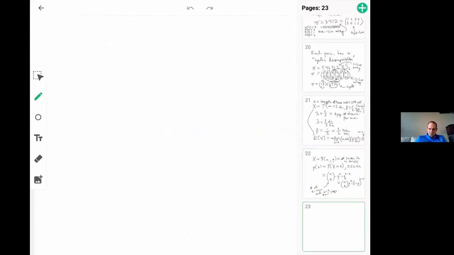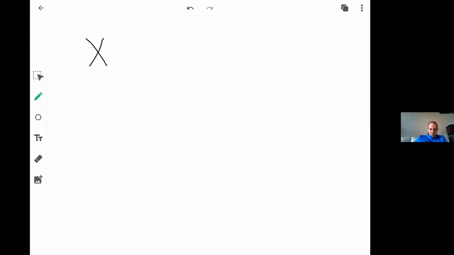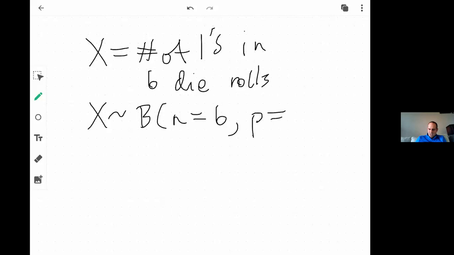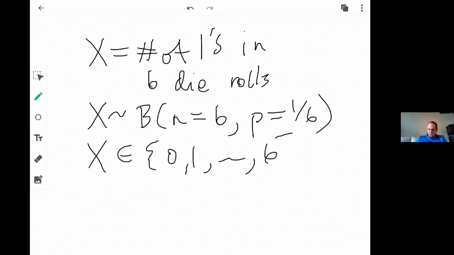Need another page. So x was equal to the number of ones in 6 die rolls. And we determined that x was binomial with n equal to 6 and proportion of success equal to 1/6. Let me write this: x belongs to, of course, 0, 1, all the way up through 6. These are the possible outcomes for this thing.